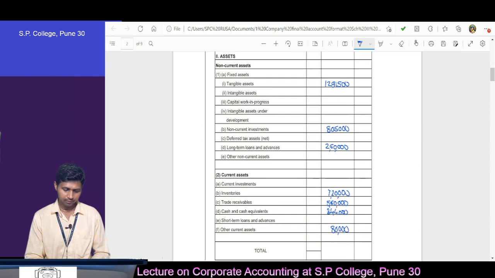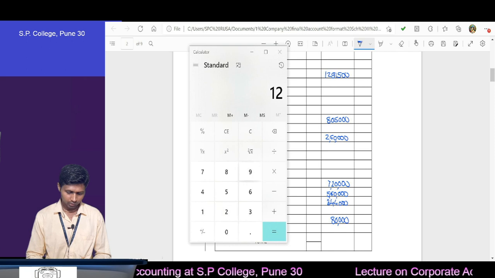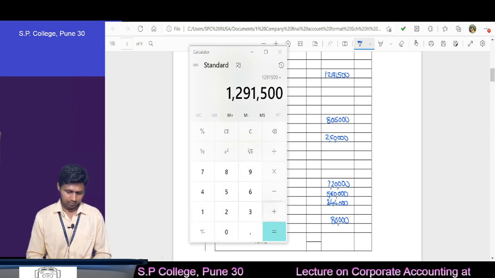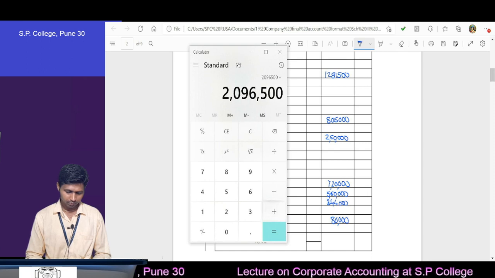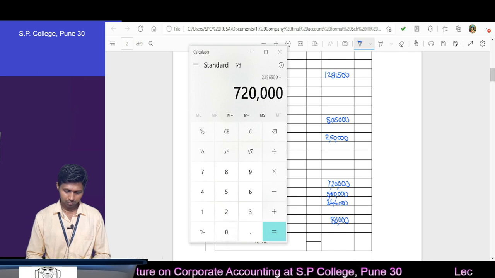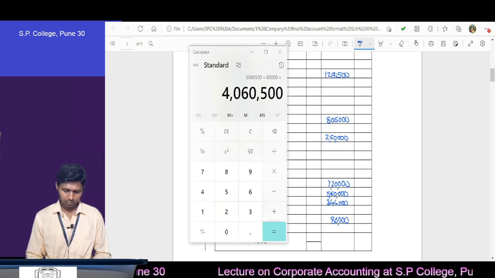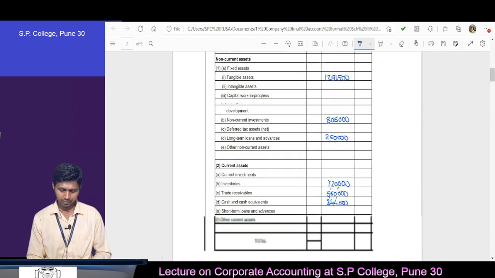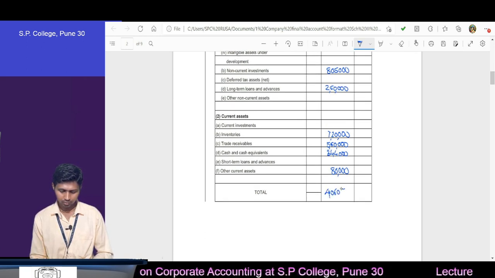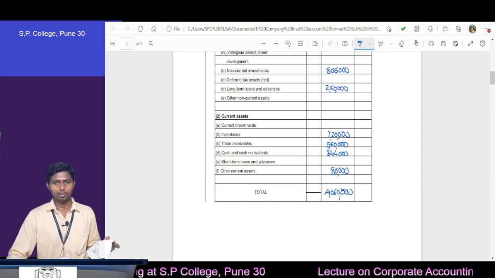What about the asset side? 12,91,500, 8,05,000 rupees, 2,60,000 rupees, 7,20,000 rupees. 40,60,500. Yes, 40,60,500 tallied. Our balance sheet is tallied now. Now this is all about problem number 30.